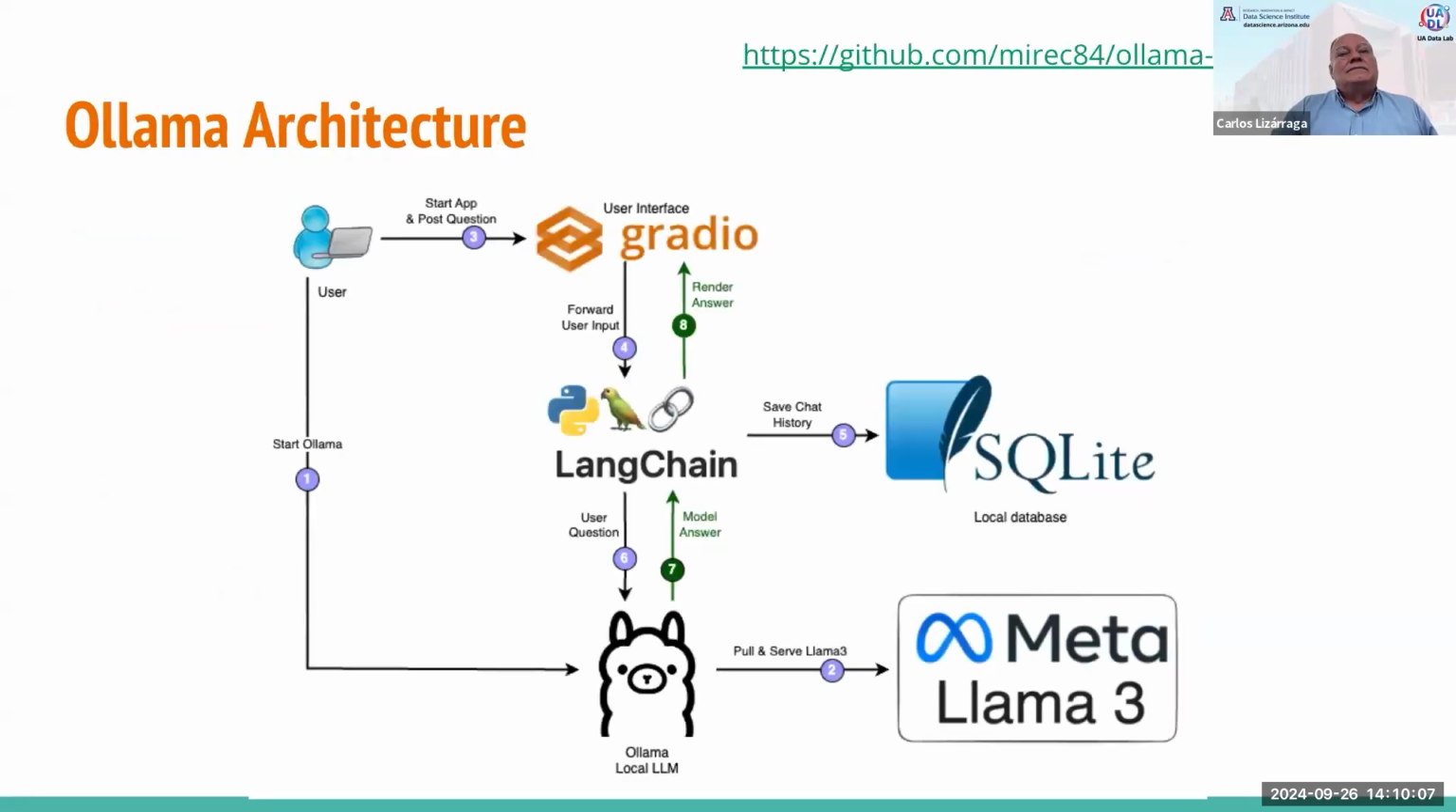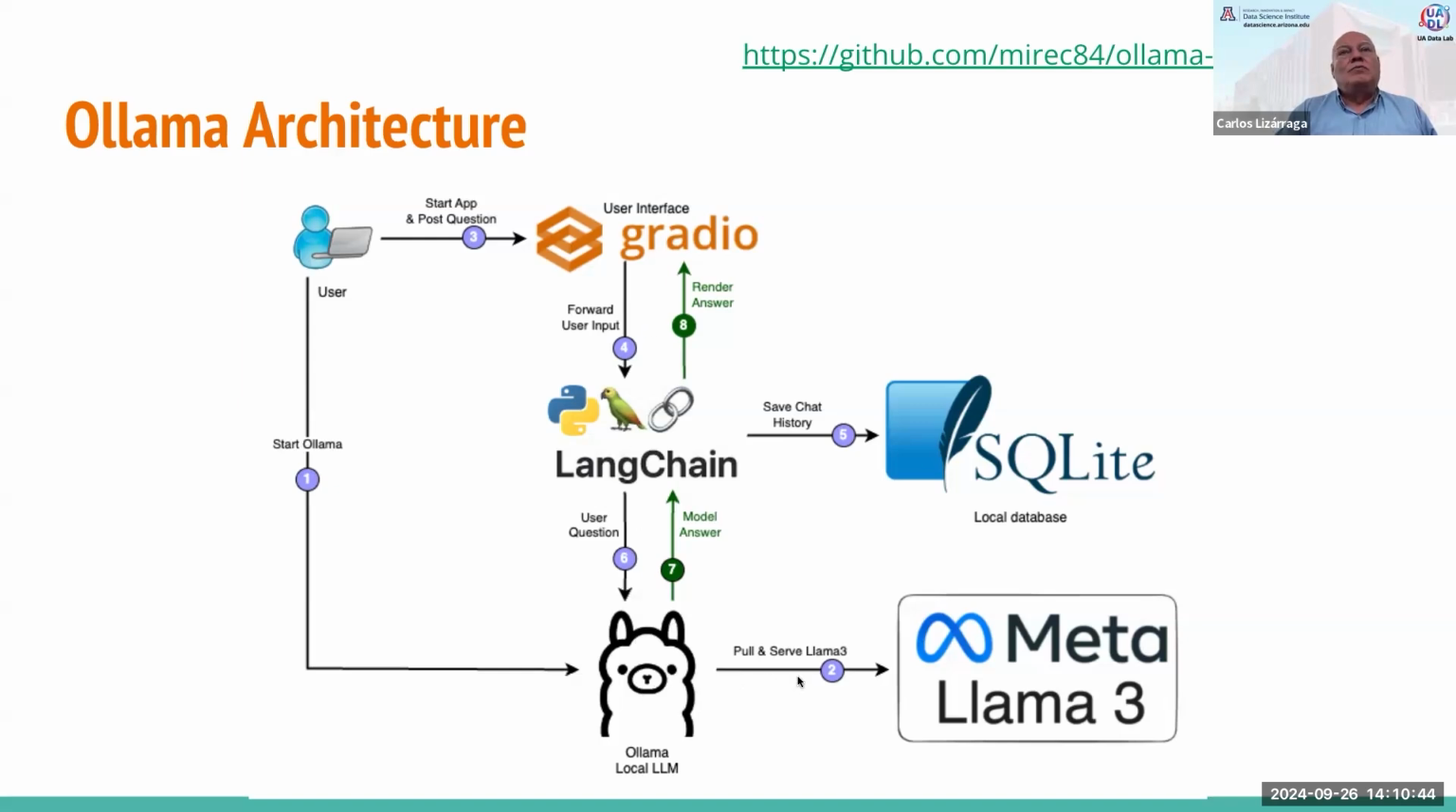This is a diagram of the Ollama architecture. Ollama is just a local large language model here, and then you can build additional applications using programs like LangChain, or you can create new user interfaces using Gradio. So the user can interact directly with Ollama, or it can have a web GUI to interact with Ollama.